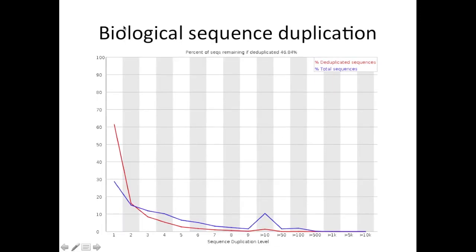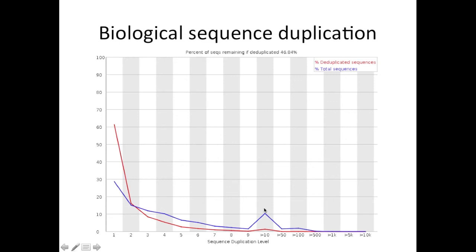If you do something like RNA-seq, you might see biological sequence duplication. In this case, for some portion of the reads, 10% of the reads, there are about 10,000 copies of single genes, and then a small portion you have even more copies. This peak here is actually due to ribosomal reads.